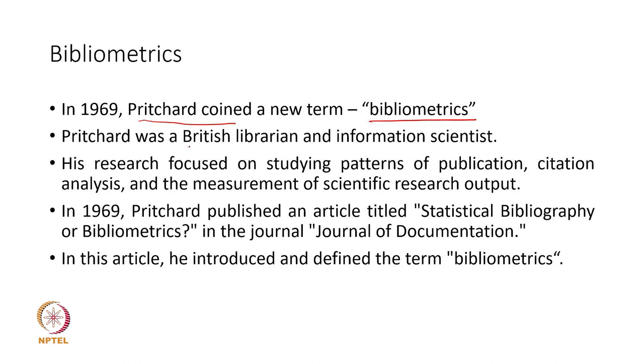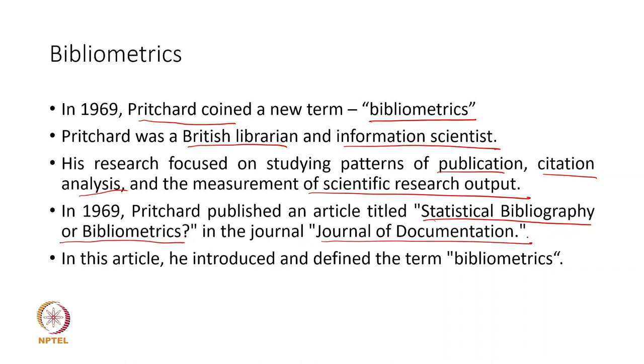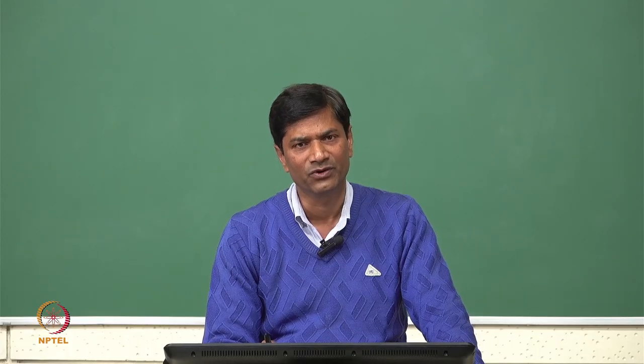Pritchard was a British librarian and information scientist, and his study was focused basically on publication, citation analysis, and the measurement of research output. And in 1969, Pritchard published an article. The title of the article was Statistical Bibliography or Bibliometrics, in the Journal of Documentation. And in this particular article, he introduced and defined the term bibliometrics.